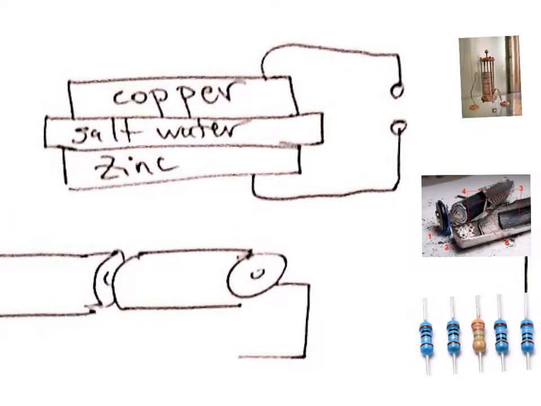And in class, we'll get to do something like this, where we use pennies and zinc washers and put cardboard in between them, soaked in salt water, and from that we actually get a voltage across these terminals. So we create a battery, and it's kind of cool to see it actually work.